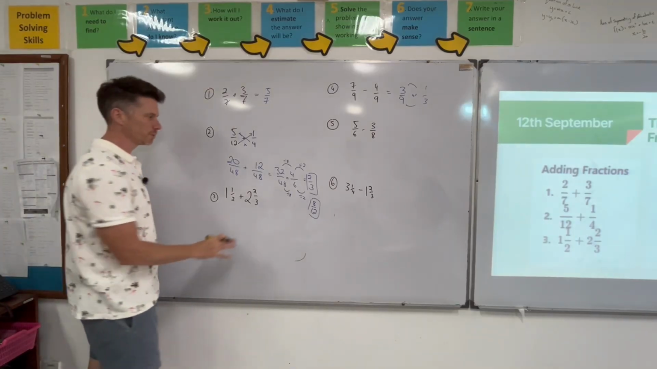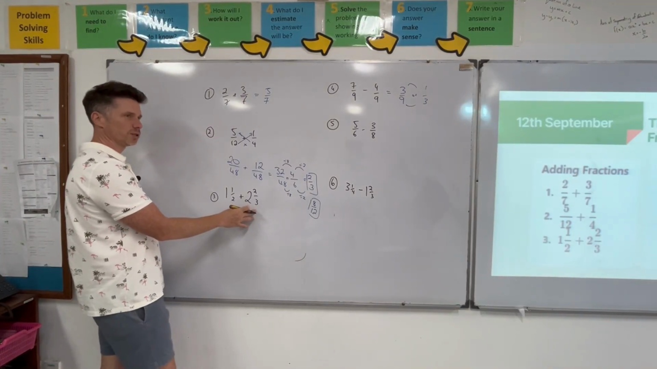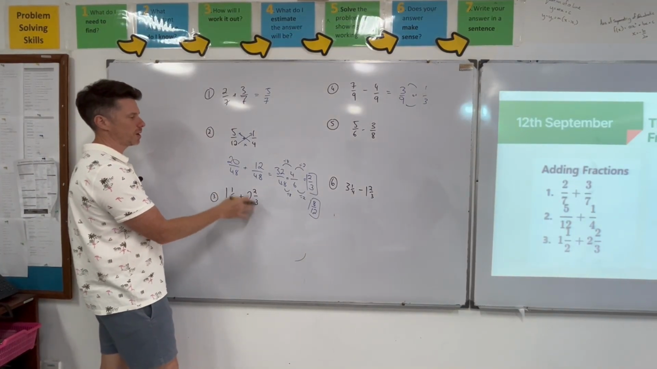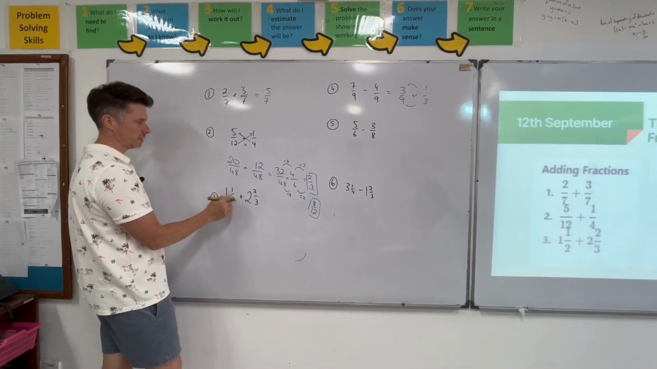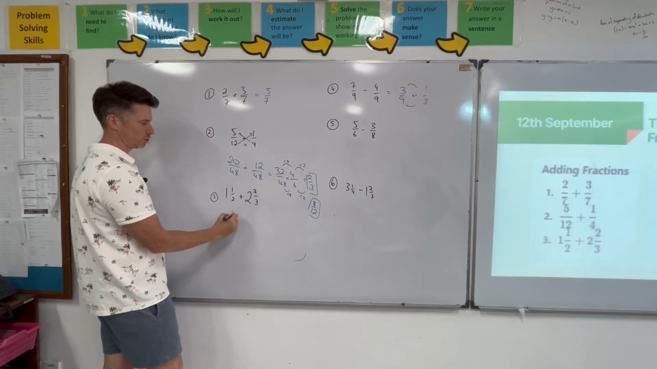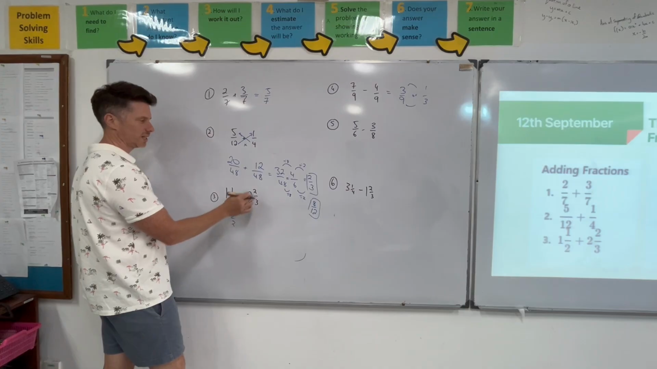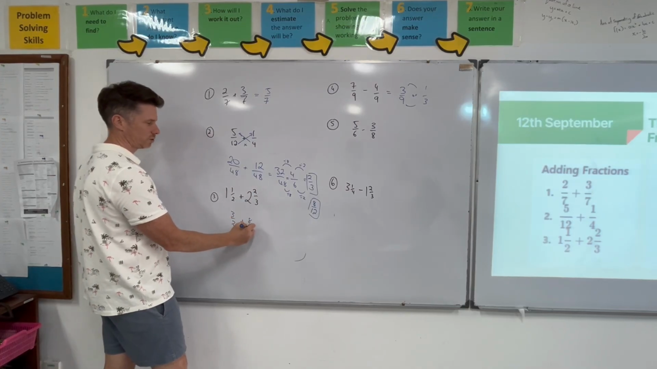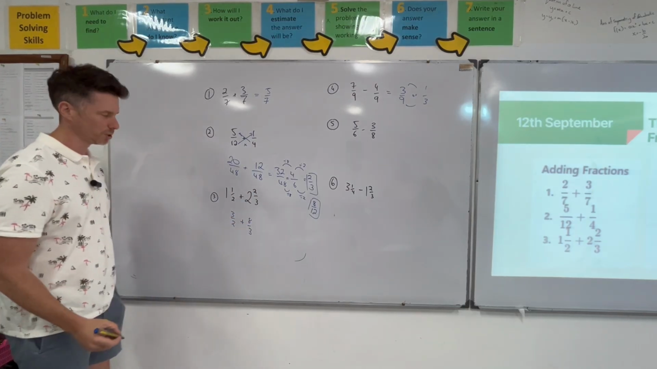I'm going to use the cross multiply method here again. But first, to do the cross multiply method, I need improper fractions. So like we did yesterday, 2 times 1 added to the top, I get 3 over 2. 2 times 3 is 6 added to the top, I get 8 over 3. Then I'm going to use my cross multiply method.